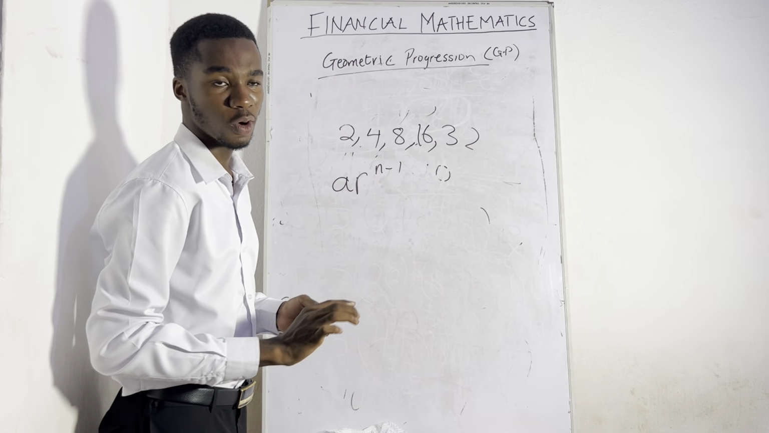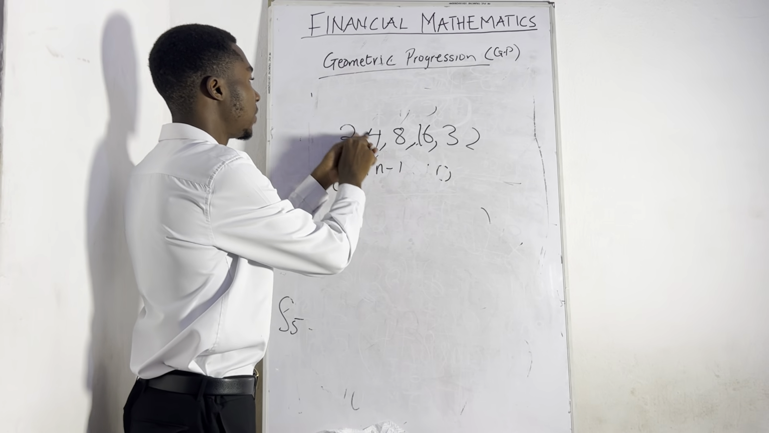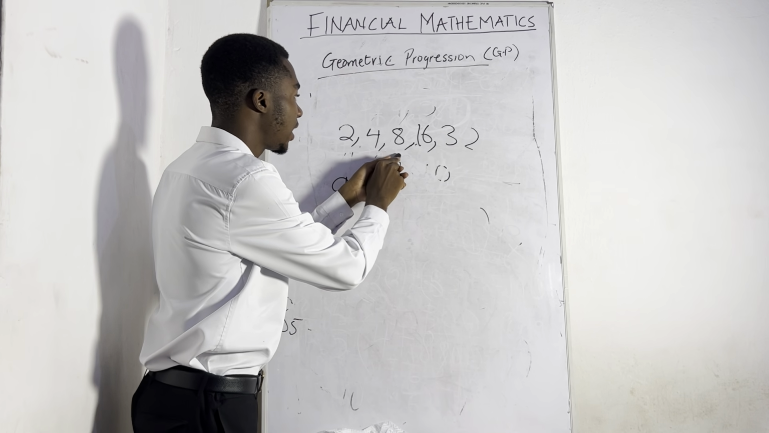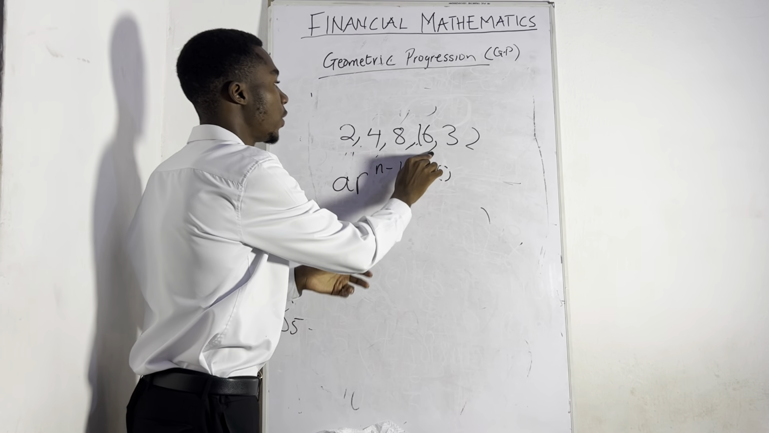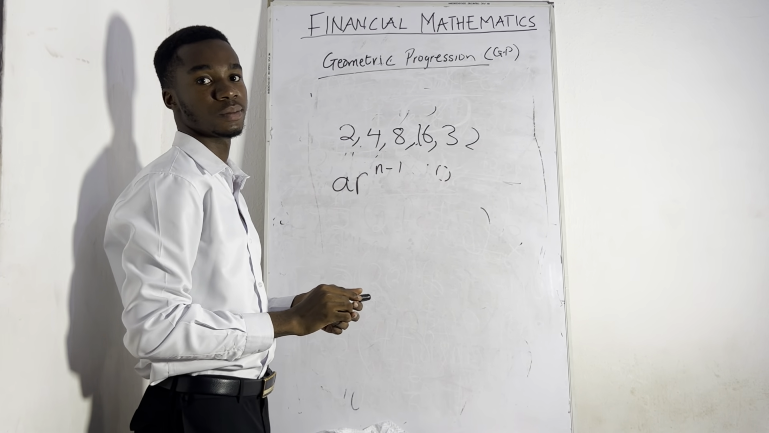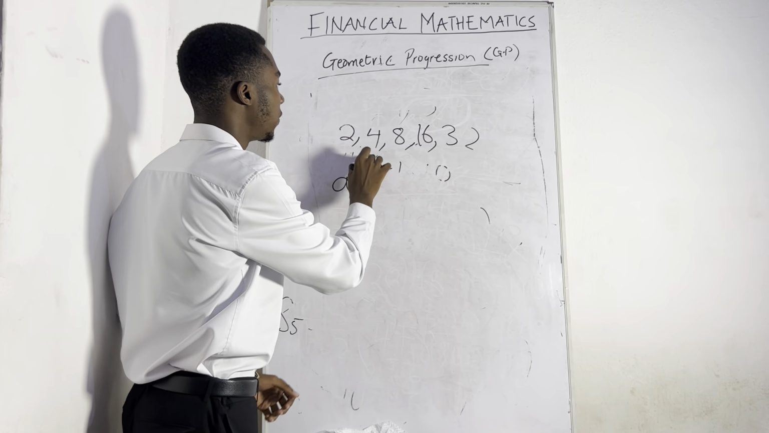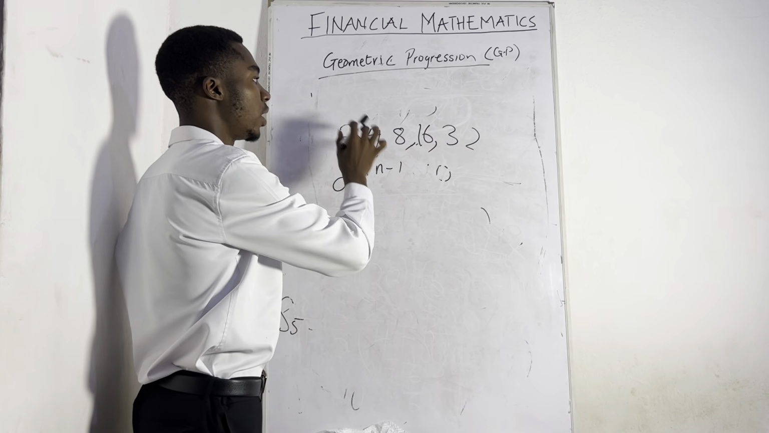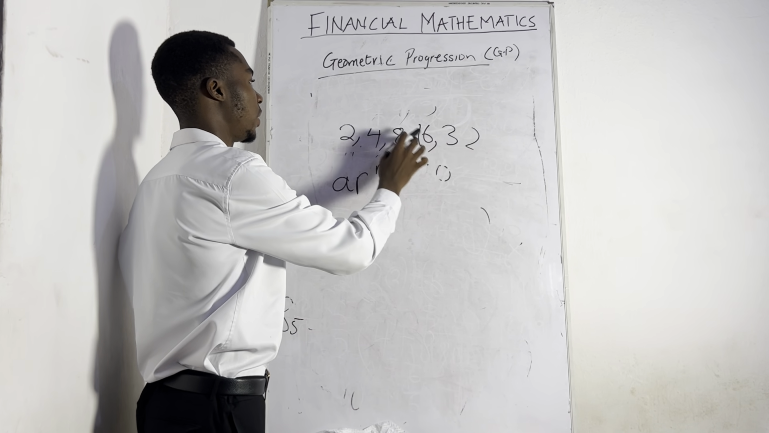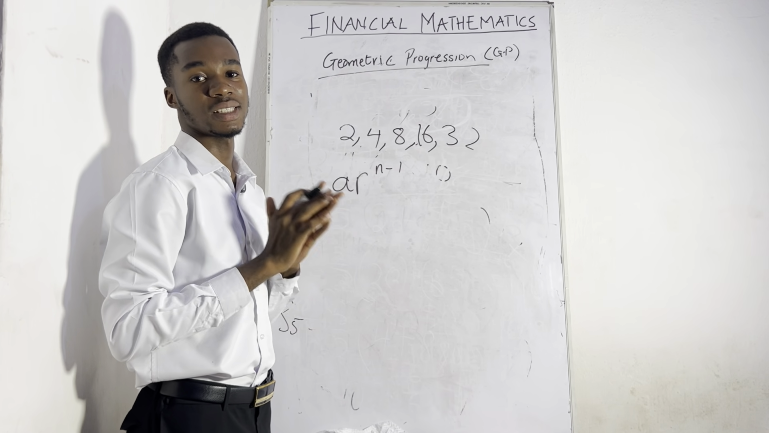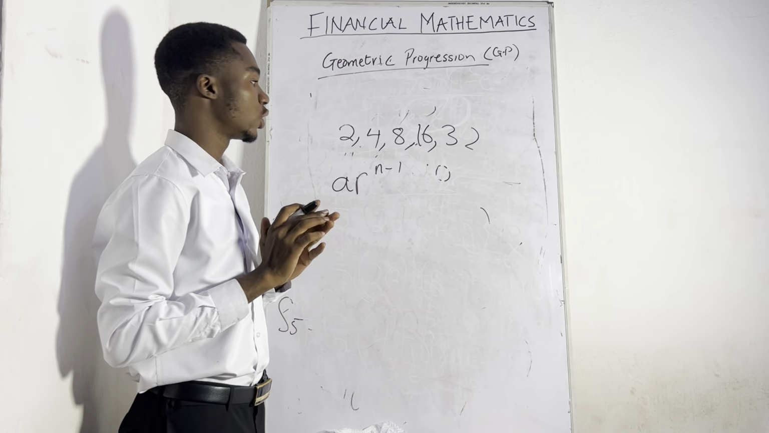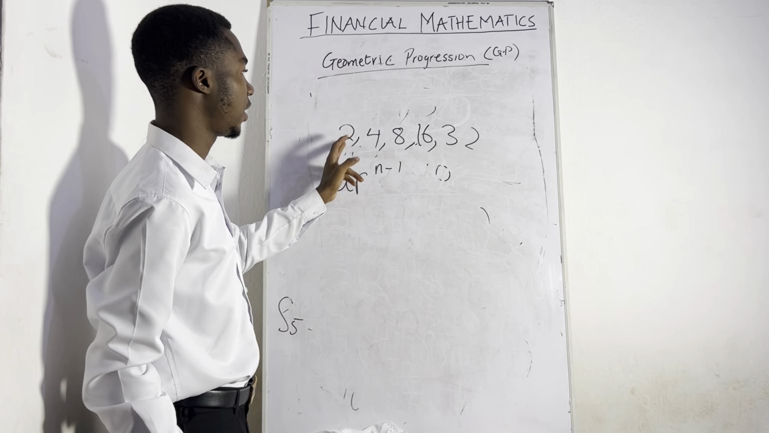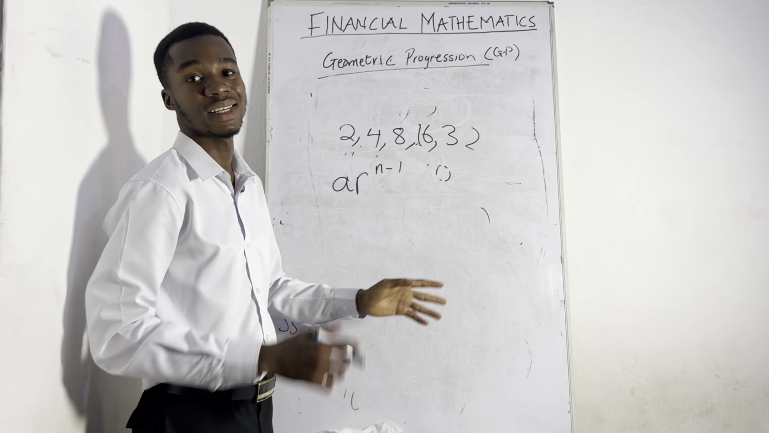If you want to find the common ratio, it's just the second term divided by the first term, or the third term divided by the second term, or the fourth term divided by the third term. So either 4 divided by 2, or 8 divided by 4, or 16 divided by 8. At the end of the day, you should arrive at the same answer. So now let's try for this. We have the first, second, third, fourth, and fifth. Let's find the sixth term.